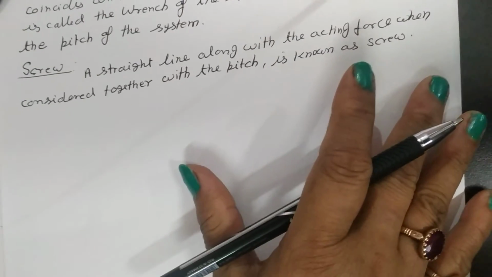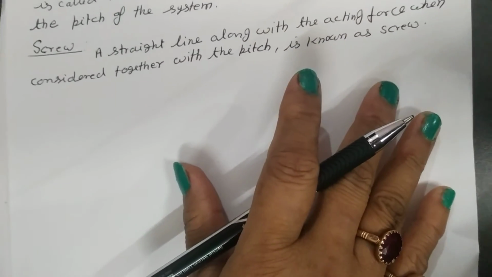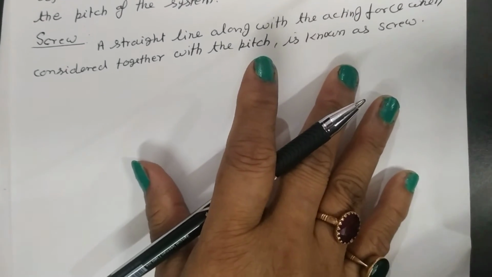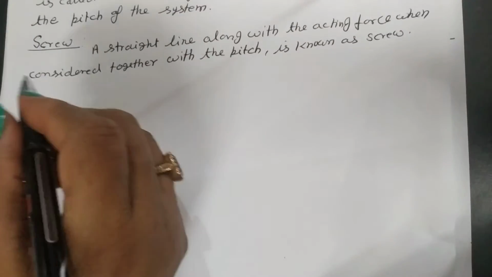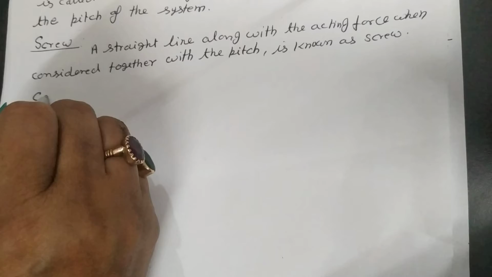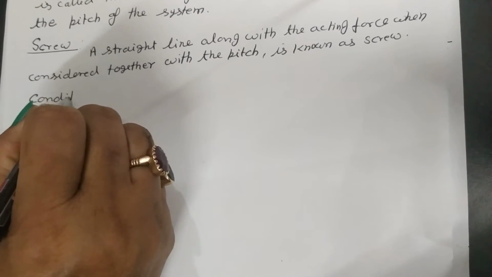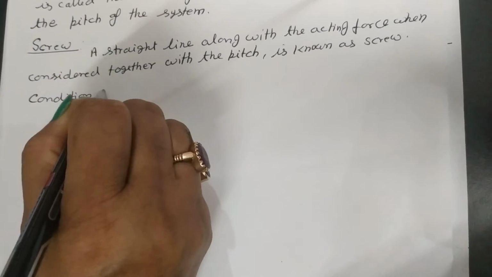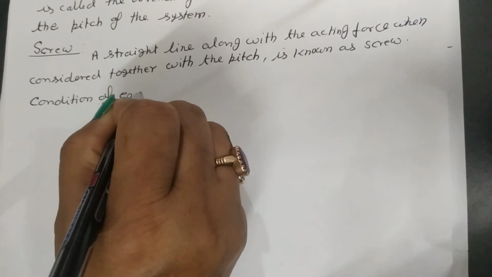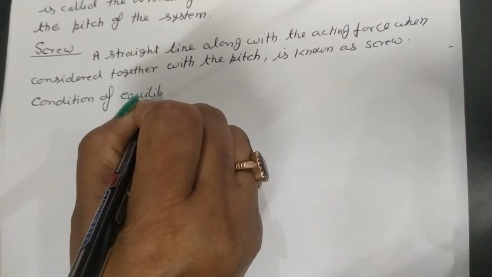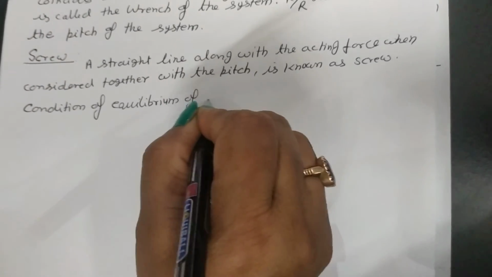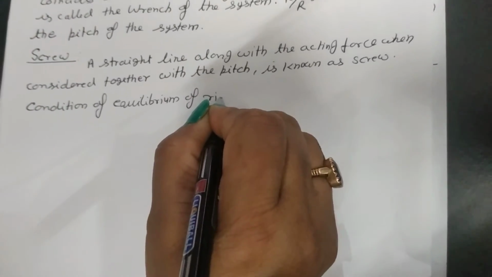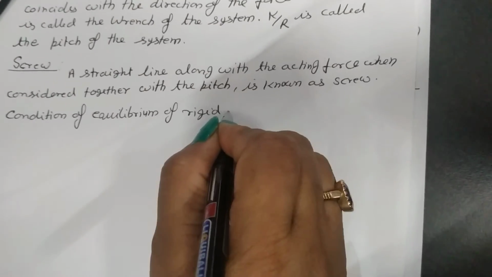Now we define some conditions according to the equilibrium of a rigid body. Condition for the equilibrium of the rigid body: it is necessary for the forces in 3 dimensions that you have to find. Now we find the condition of equilibrium of a rigid body. Correct? Rigid body.